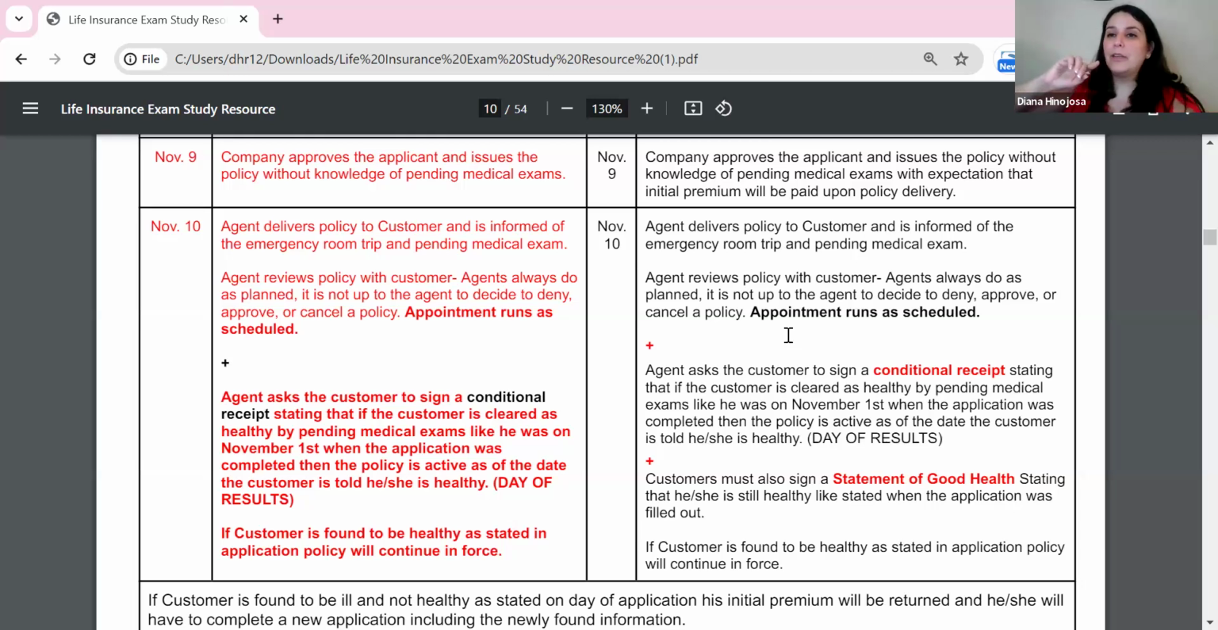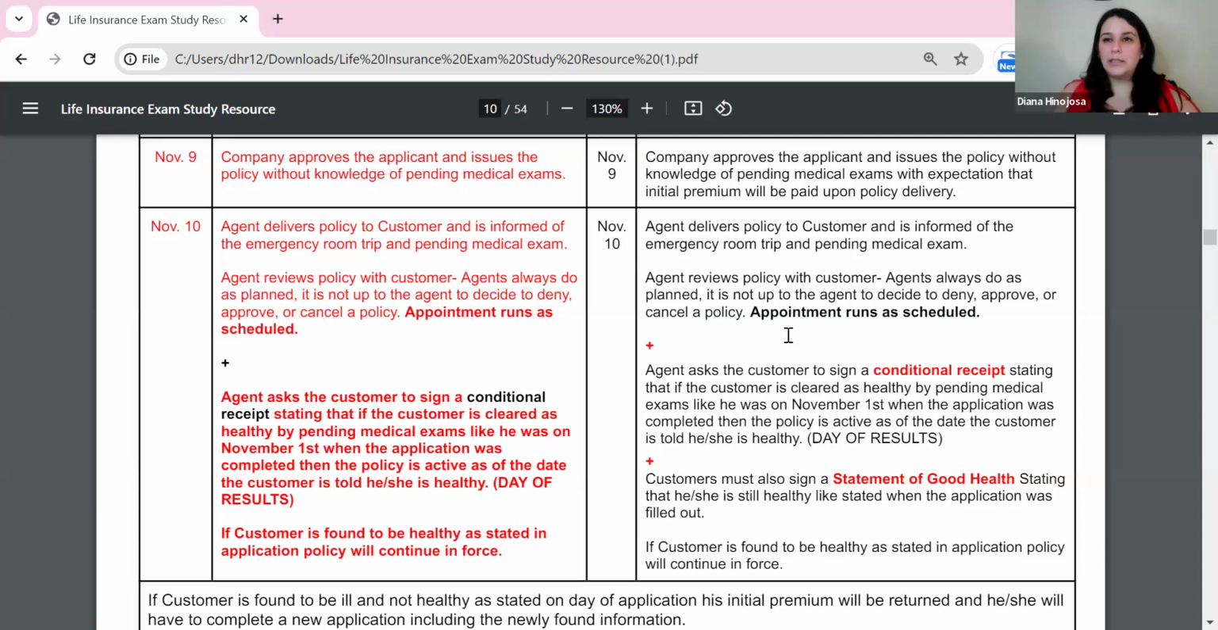But in this case, we haven't charged the customer yet. We're here to collect payment information. We're here to collect that premium. So in addition to the conditional receipt, we also need the statement of good health. The customer basically has to give the insurance company permission to make that charge and say, hey, I know I'm waiting on a doctor's notice that I'm healthy, but I feel healthy and I still want this policy, so here's my money. So the statement of good health, they're basically stating that they feel healthy and they still want to continue with that application.